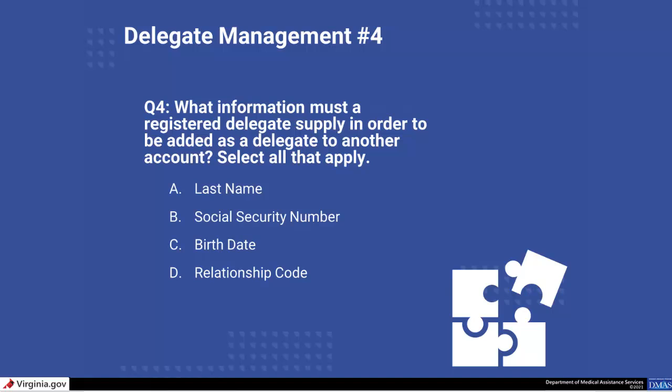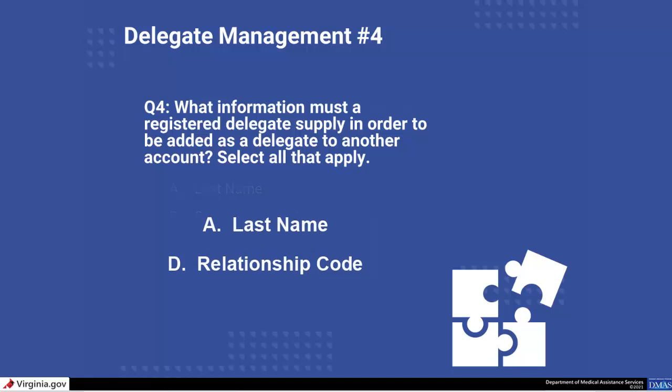And now our last question, question 4. What information must a registered delegate supply to be added as a delegate to another account? Select all answers that apply. Remember, whenever we added the registered delegate, a small thin bar came up in the middle of the page. We had to add 2 things, which were the last name and the relationship code.